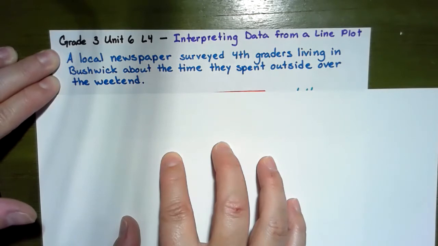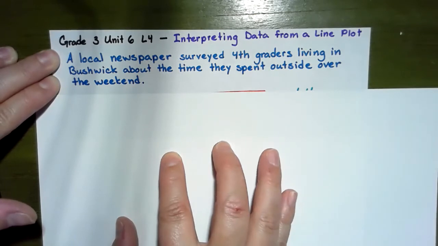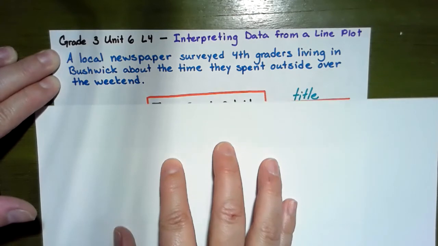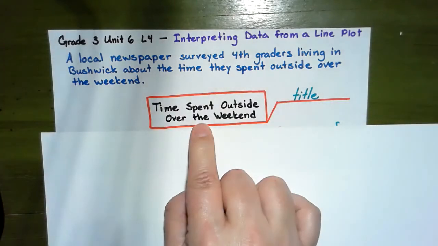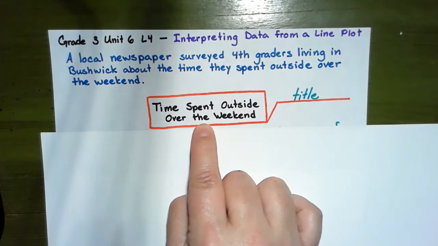This line plot tells us how much time kids in Bushwick spend outside over the weekend. That is the title of our line plot, time spent outside over the weekend. On a line plot, what does each X represent? Do you remember from second grade? Say it out loud.